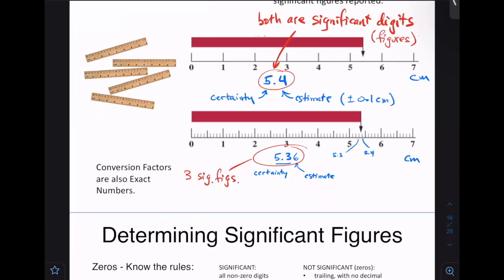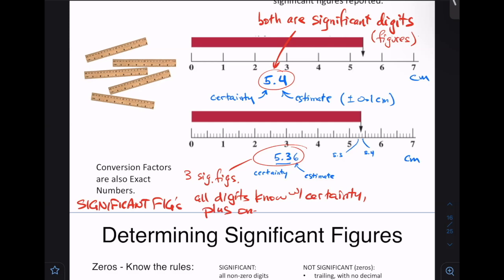Your significant digits, okay? This is a definition for you here. So significant figures or significant digits, okay? These are going to include all of the digits that you know with certainty plus one more for the estimate. All right, that's your definition. Let me highlight that. It's very important.